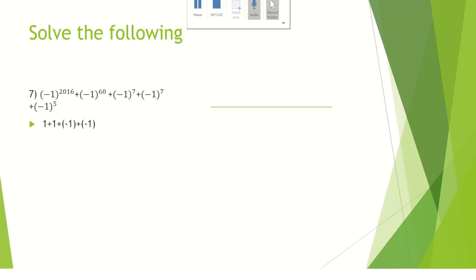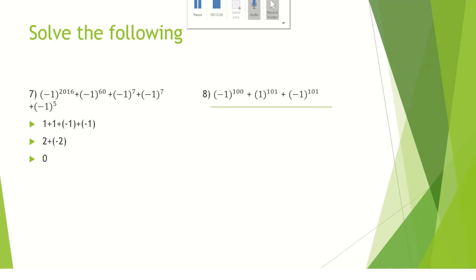So if you take 1 plus 1 plus minus 1 plus minus 1, actually this must be included. Minus 1 is included, but it is not. You can ignore that minus 1 whole to the power of 5. So the answer is 2 plus minus 2 is equal to 0. Please ignore minus 1 whole to the power of 5 there.